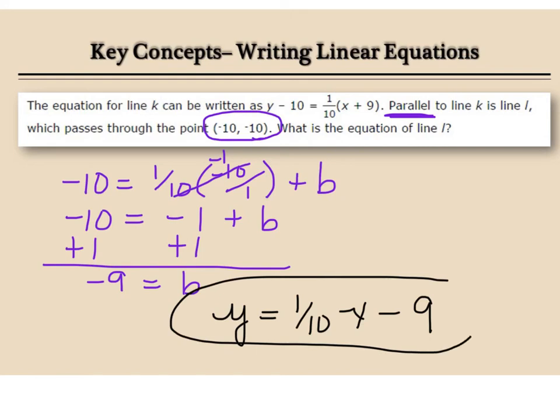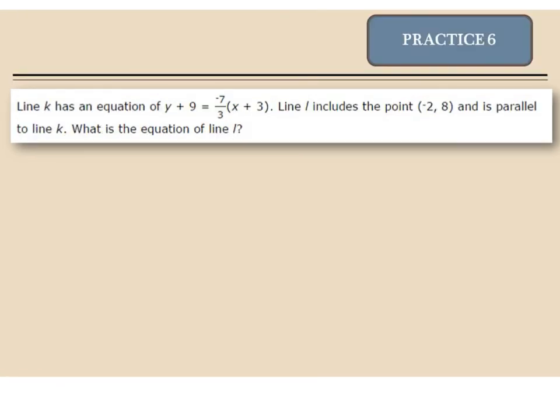It's really not hard at all because all you need to worry about is the slope. You don't need to worry about those 2 points or that point at all, because you use this point to come up with your new y-intercept. Here's your final practice problem. Line K has an equation of y plus 9 equals -7/3 times the sum x plus 3. Line L includes the point -2, 8 and is parallel to line K. What is the equation of line L?